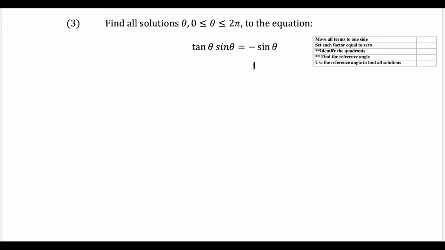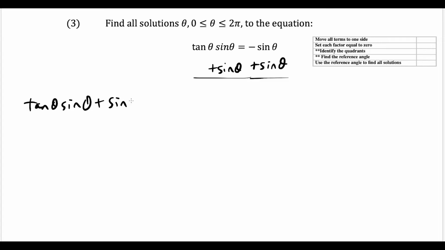Okay, so last question here, we're going to start by adding sine theta to both sides. So we're going to do plus sine theta on both sides like this. And now we've got tangent theta sine theta plus sine theta is equal to 0. And let's just make that neater. All right, so we moved everything to one side.